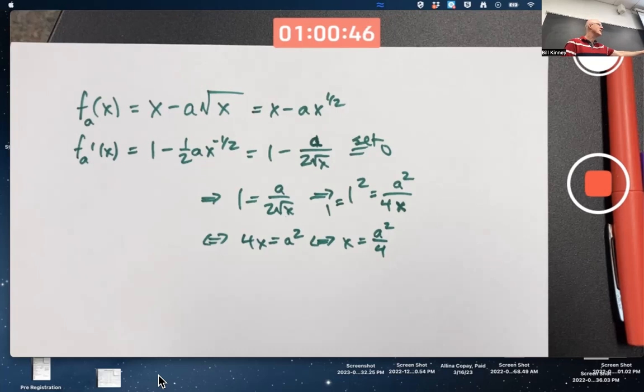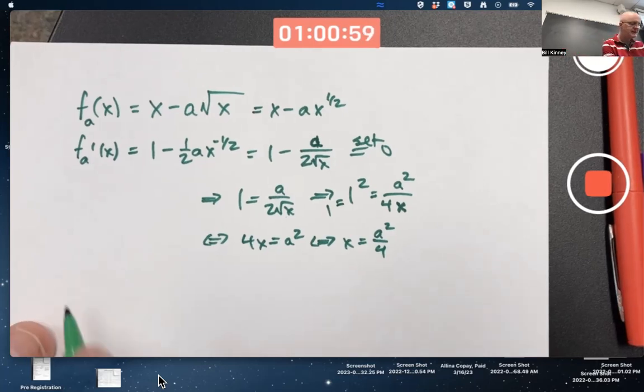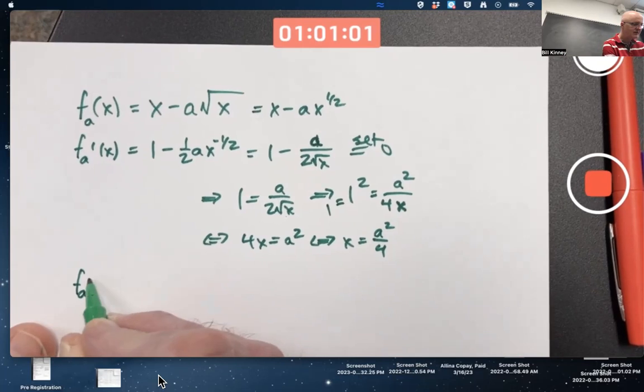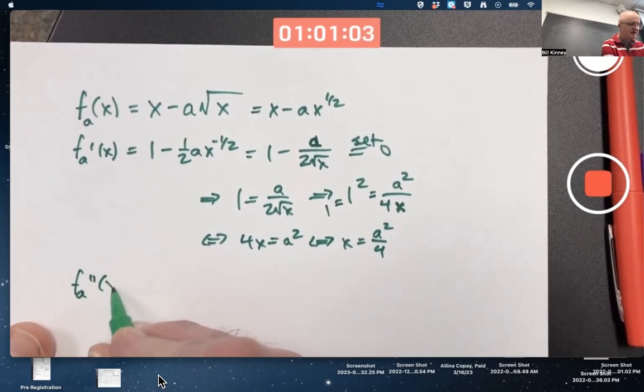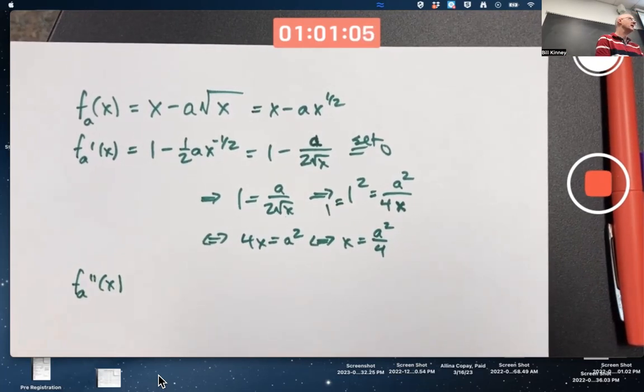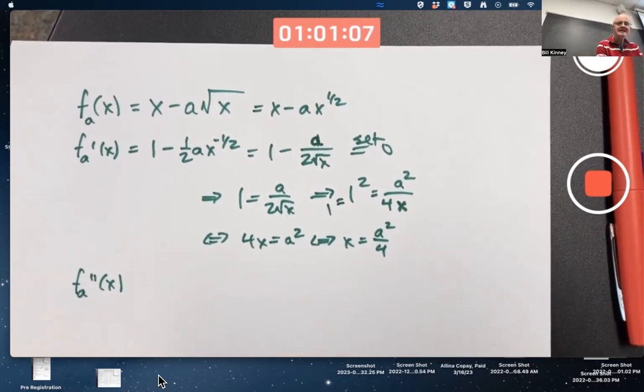How does a critical point move? Because it's a different function. The function itself is changing as a changes. Is it a max or a min? I could try using the second derivative to figure that out. Maybe I could also use the second derivative to figure out if there are any inflection points or not. And if there are, where are they?